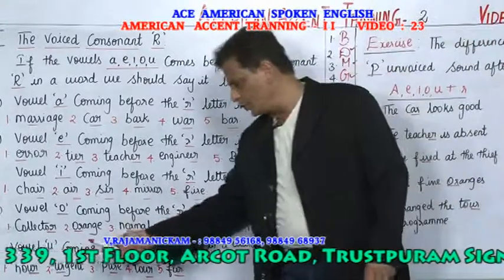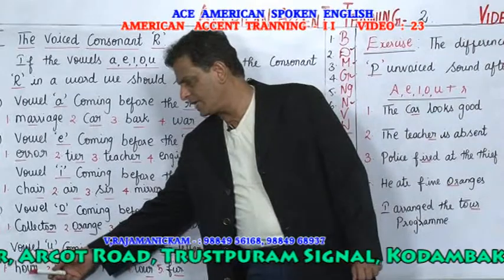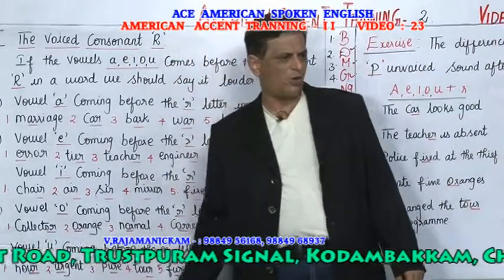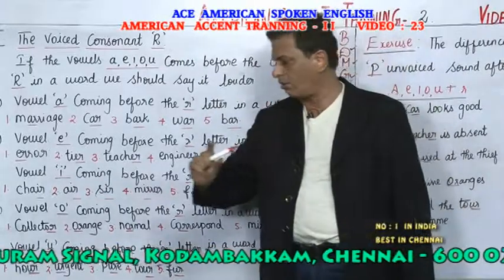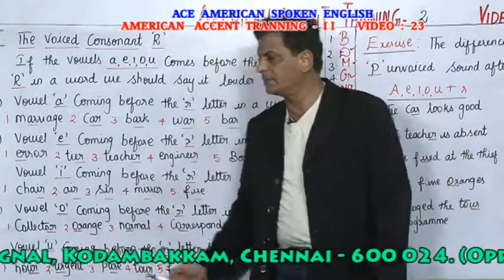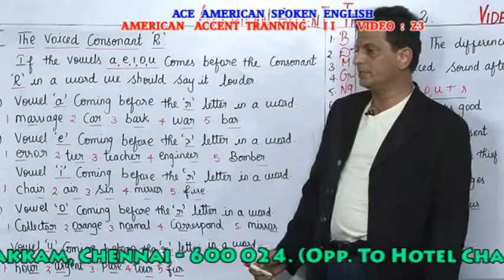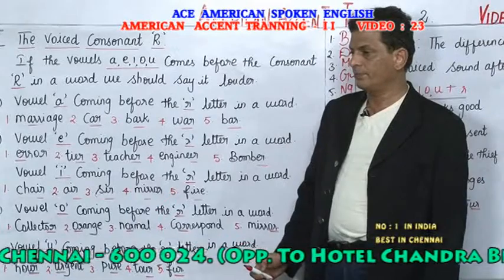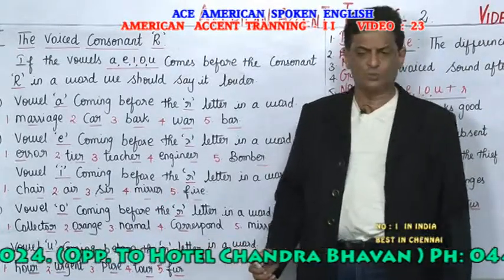Next, vowel U coming before the R letter in a word. See R. Before R, U comes. The sound, see how. Urgent. Before R, U comes. You don't say urgent, some people say urgent. Then we say urgent. I have an urgent work.